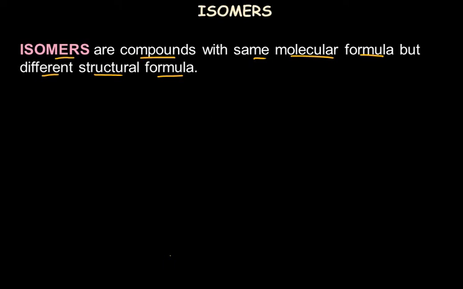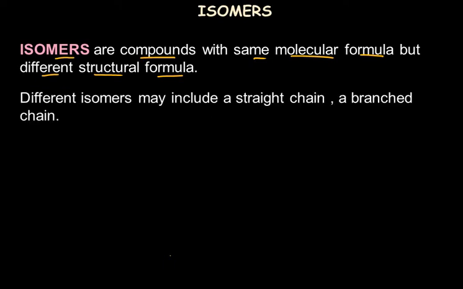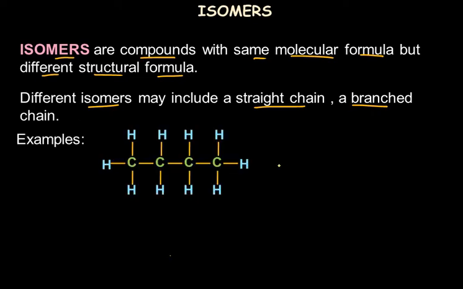Now when we say same molecular formula but different structural formula, what does that mean? It says that different isomers may have a straight chain or a branched chain, or the position of the functional group is changed. This is how we change the structure, but the molecular formula remains the same, and such different structures are called isomers. For example, here it's simple butane. So the molecular formula is C4H10.